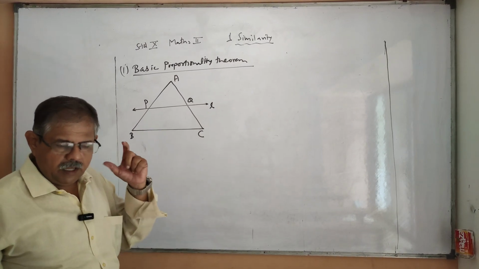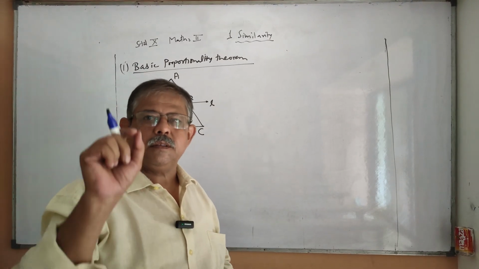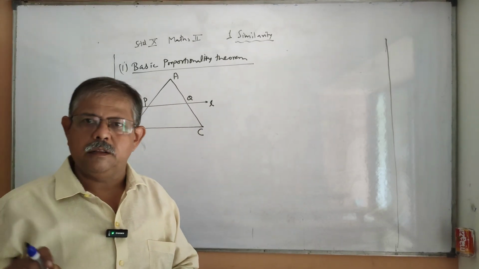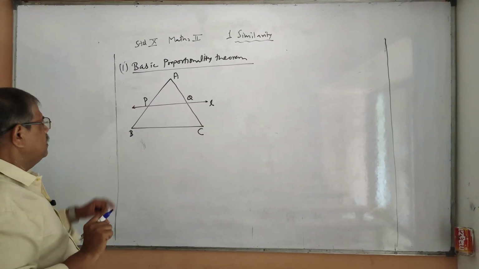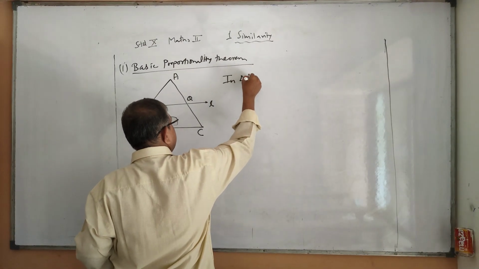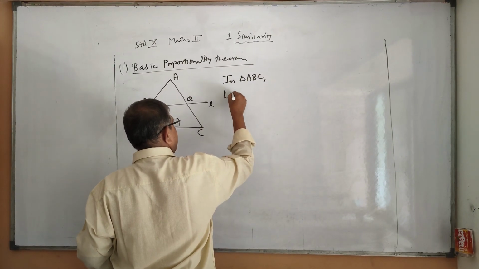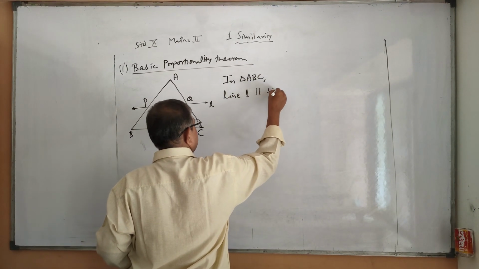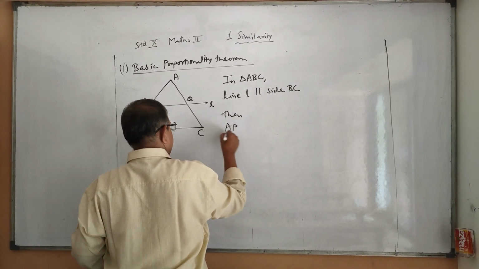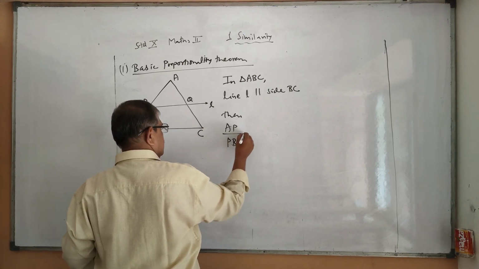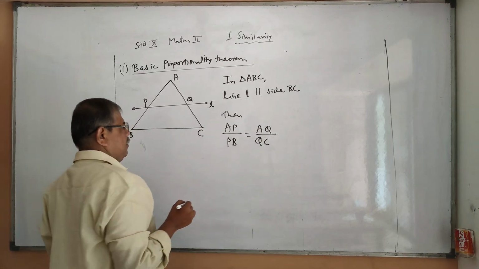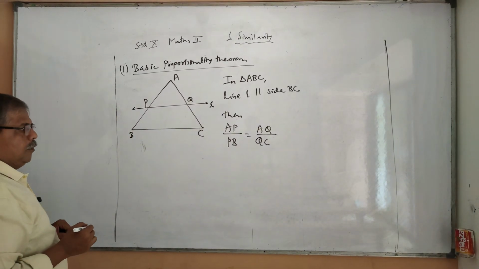Now you should learn the main meaning of the word proportion. Proportion means ratio. In the 9th standard, you learned the ratio and proportion lesson in algebra, that is Maths 1. So proportion means their ratios are equal. So in triangle ABC, line L is parallel to side BC, then I can say AP upon PB is equal to AQ upon QC.